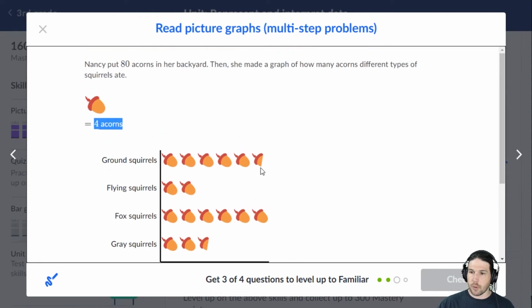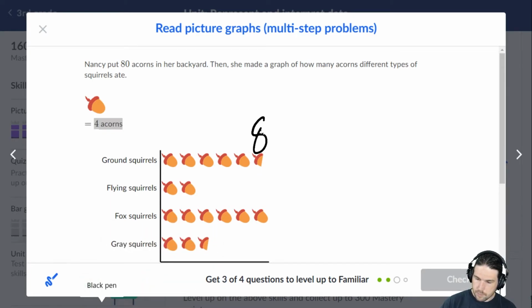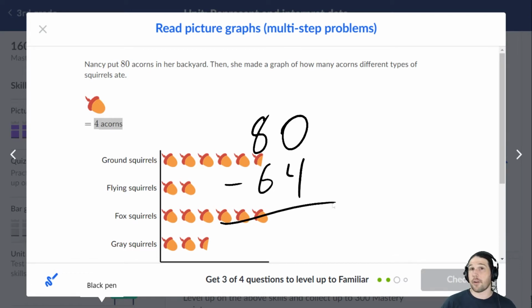16 times 4 is 64. If she started with 80, and then 64 of them got eaten, and yes, I realize I did that in my head very quickly. Pause the video, go back if you have to, make sure you're on the same page. You should have 16 acorns left.